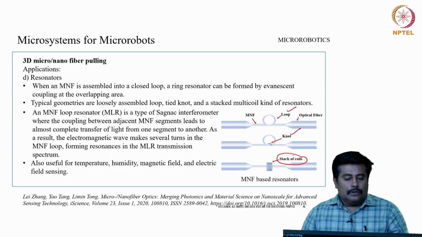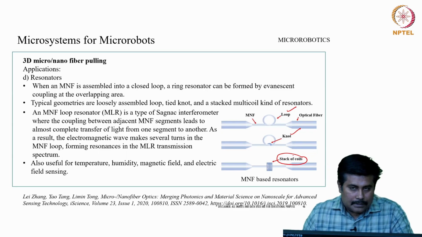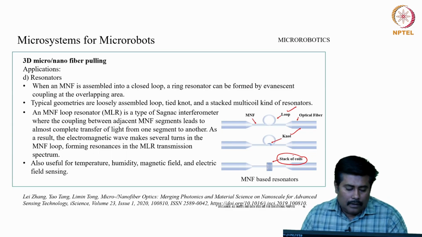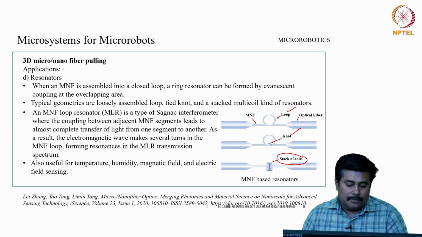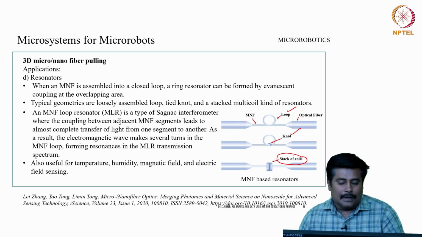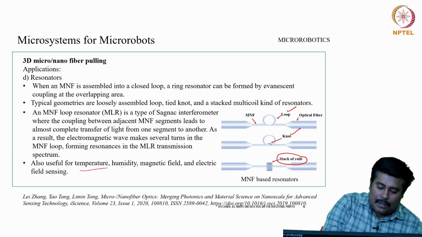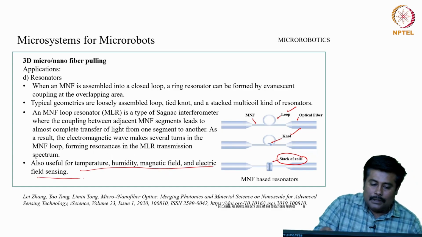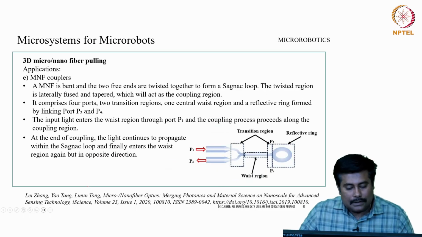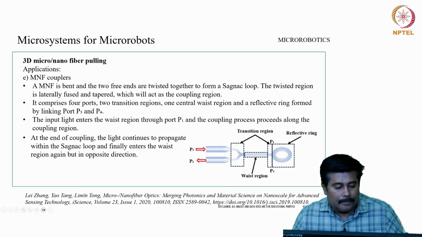As far as these particular systems are concerned, they are effectively useful for temperature measurement, humidity measurement, and magnetic field as well as electric field sensing. So, these are some of the key parameters which can be measured using such resonators. Now, let us discuss this MNF coupler.